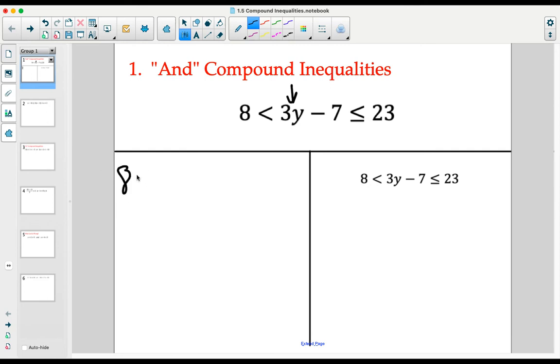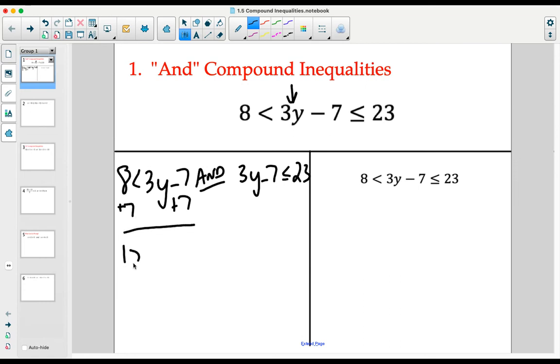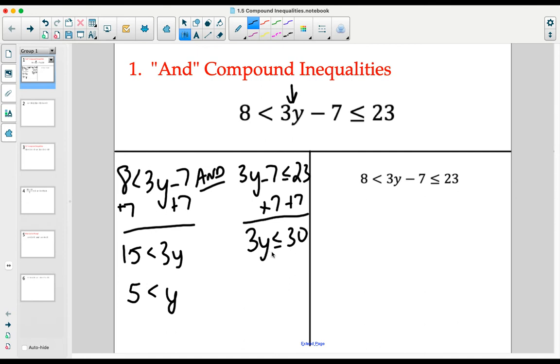First, you have the option to split any "and" compound inequality into its two separate simple inequalities. Both of these inequalities can be solved independent of one another using all of the steps that we are used to seeing. In this case, we end up with y is greater than 5. The other simple inequality will get solved the same way. We'll divide, and we're left with y is less than or equal to 10.